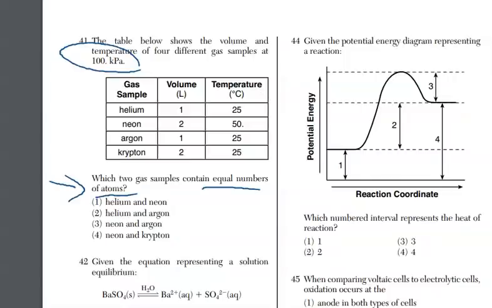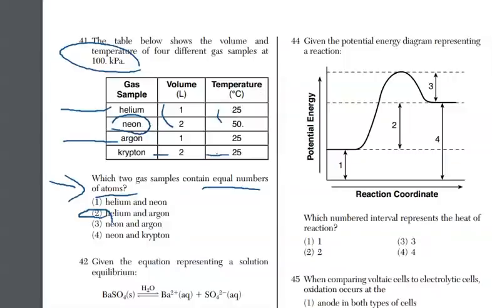This is Avogadro's law. We have helium with a volume of 1 liter and 25 degrees Celsius for the temperature, and argon has the exact same conditions. So under the exact same conditions of volume, temperature, and pressure, they're going to have equal numbers of atoms. And that would then be helium and argon, which is choice 2. And let's just double check. The next one, neon, has double the volume and double the temp. Can't be. And krypton had double the volume and the same temp. So the only answer it could be there is choice 2.